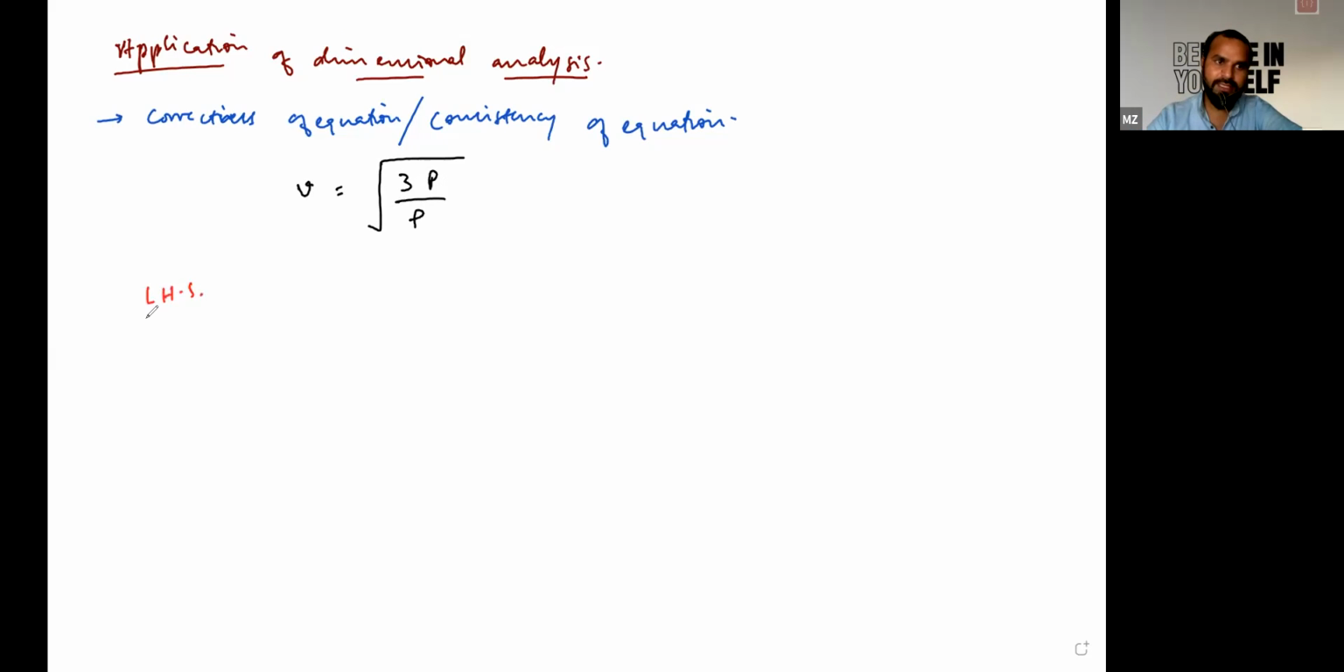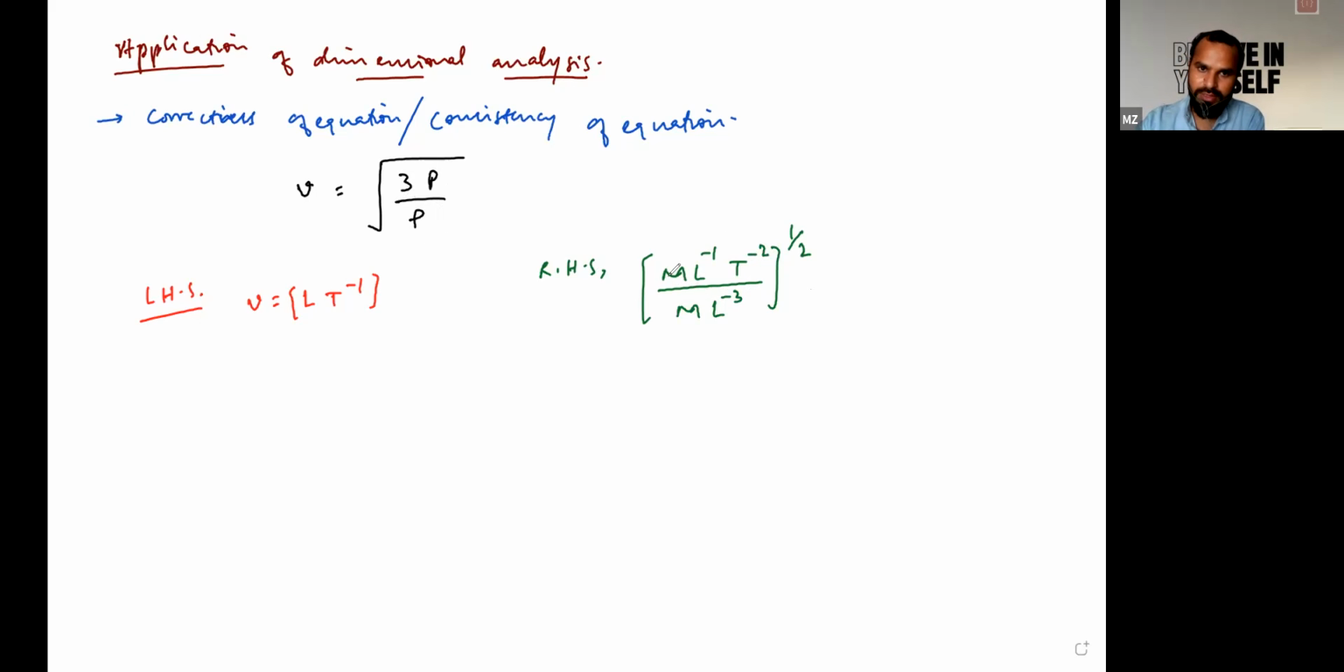So first check for left-hand side. We have velocity, which is equals to L t to the power -1 in terms of dimension. Similarly, for the right-hand side, RHS, it is root under, which can be written in exponential as power half. In numerator, we have 3, which is just a numerical value, a dimensionless constant, so we can neglect it. We are left with P, which is pressure, whose dimension formula is M L to the power -1 t raised to the power -2, divided by rho, which is density, equals to mass over volume.